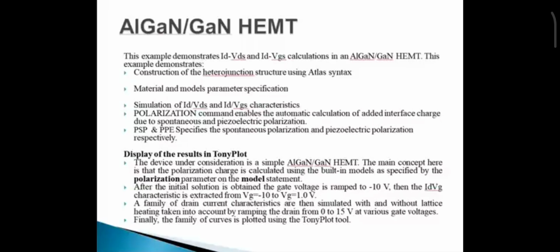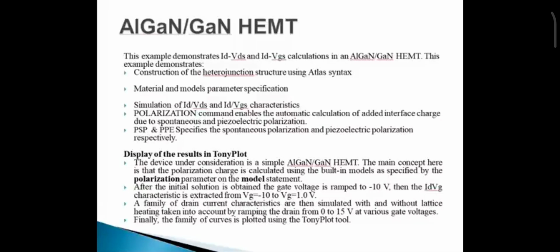The device under consideration is a simple aluminum gallium nitride HEMT structure. The main concept here is that the polarization charge is calculated using the built-in model as specified by the polarization parameter on the model statement. After the initial solution is obtained, the gate voltage is ramped to minus 10 volt. Then the ID versus VG curve is extracted using VGS voltage minus 10 to 1 volt.